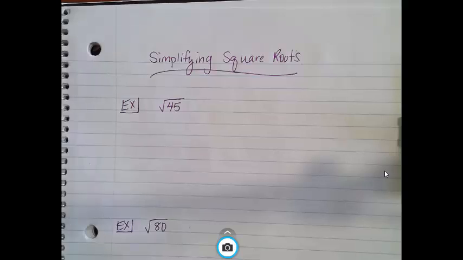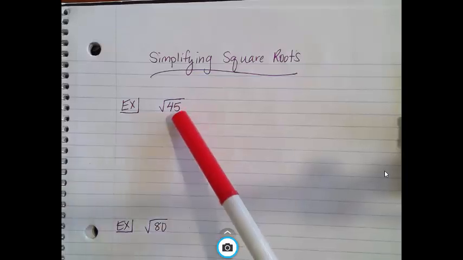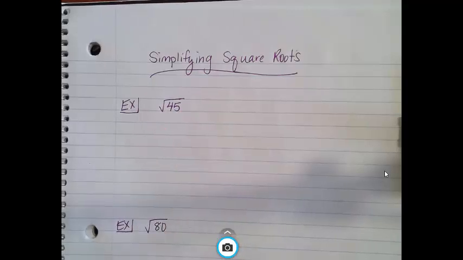Before we jump into the quadratic formula, which we're going to see tomorrow, I want to talk a little bit about simplifying square roots. So if you've got a square root like the square root of 45, sure, you can approximate that with a decimal. But we're going to talk about how to simplify this.